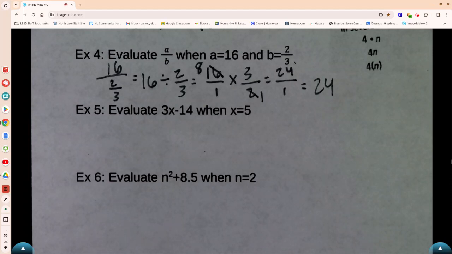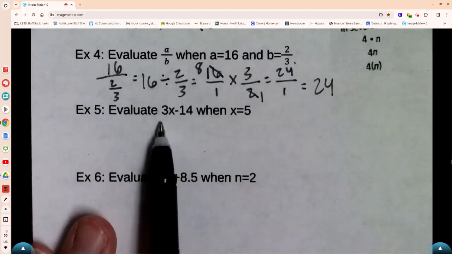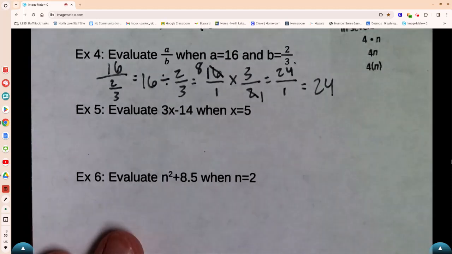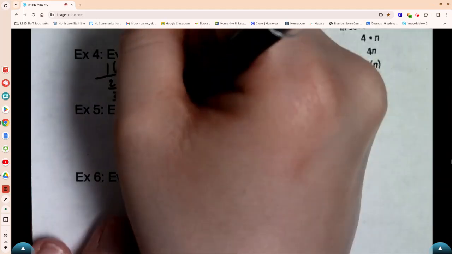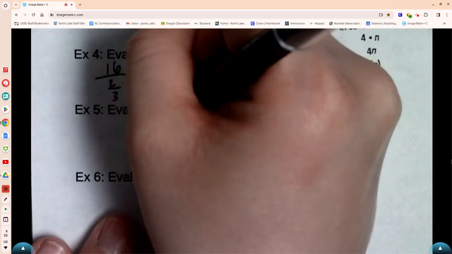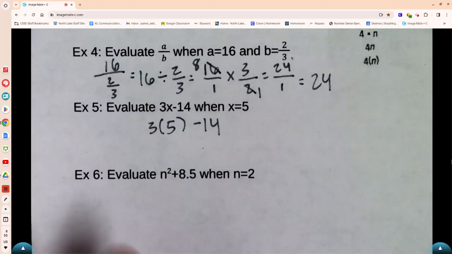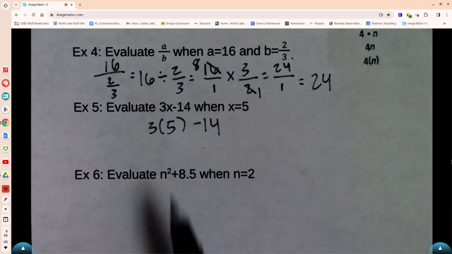So again, I'm going to start by getting rid of the x and putting in the number I was given, putting in 5. Should I just write 35 minus 14, or what should be happening between the 3 and the 5 if it's like 3x? They're right next to each other. Dash? So I want to in some way write 3 times 5 minus 14. Because remember, this is 3 times x. 3 5s, 3 times 5. But you can write 3 times 5 however you'd like.